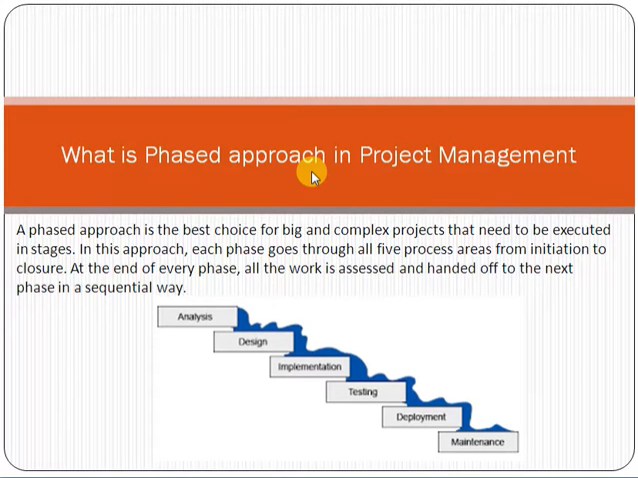So let's start. What is the phased approach? Friends, project management means managing a project. Managing a project means you have to see how you can proceed further, how you can do the planning, execution, and closing of the project. So this approach defines how you can manage a project. Normally we use this approach if the size of a project is big, it is complex, and the risk factors are high.